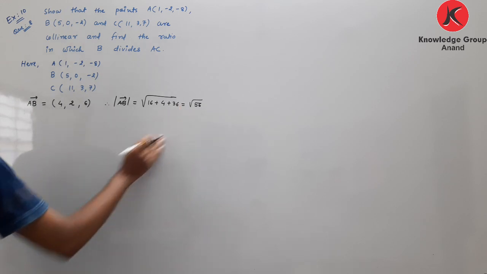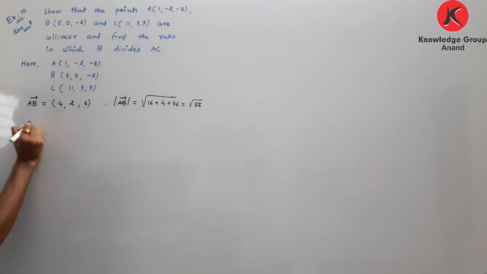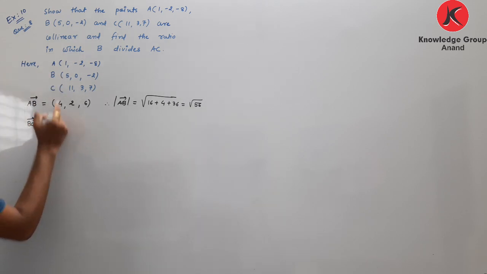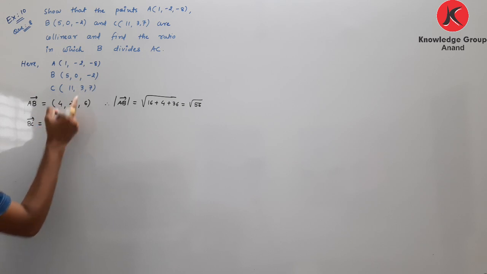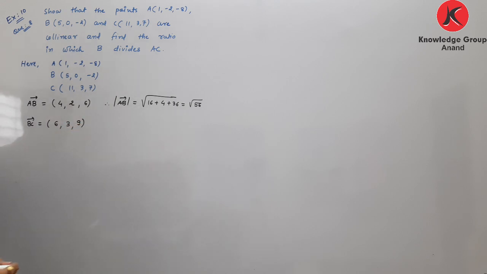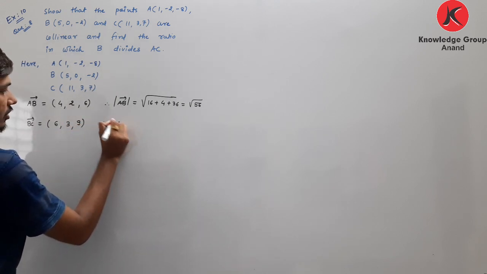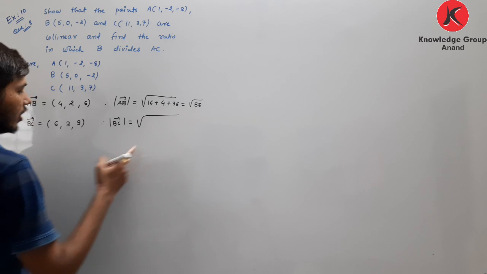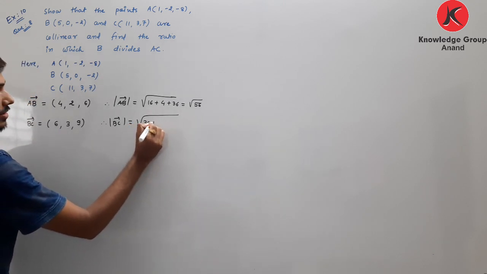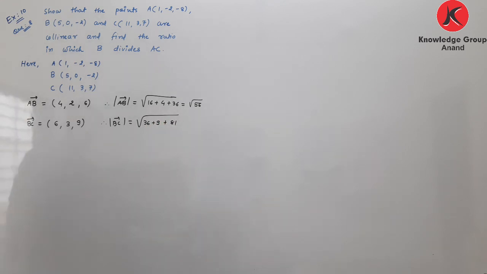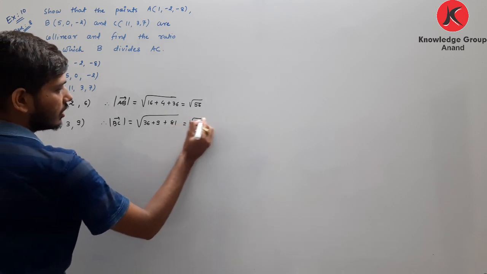Okay. Now next, vector BC. So vector BC can be obtained by C minus B. We can calculate 11 minus 5 is 6, 3 minus 0 is 3 and 7 minus 2 means plus 9. Therefore, the magnitude of vector BC equals under root of 36 plus 9 plus 9 square 81, 81 plus 9 is 90, plus 36 is 126, which is under root of 126.